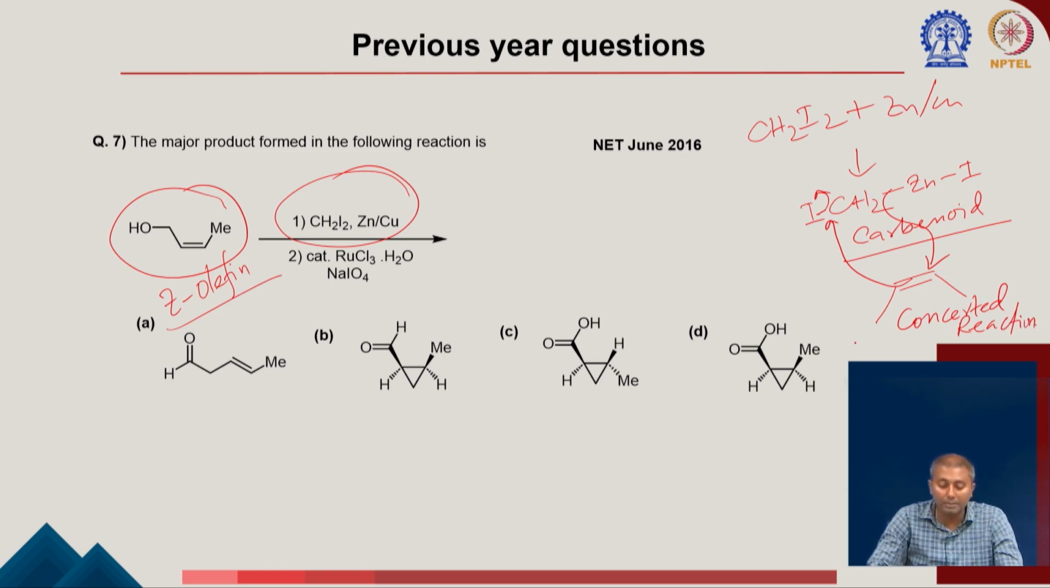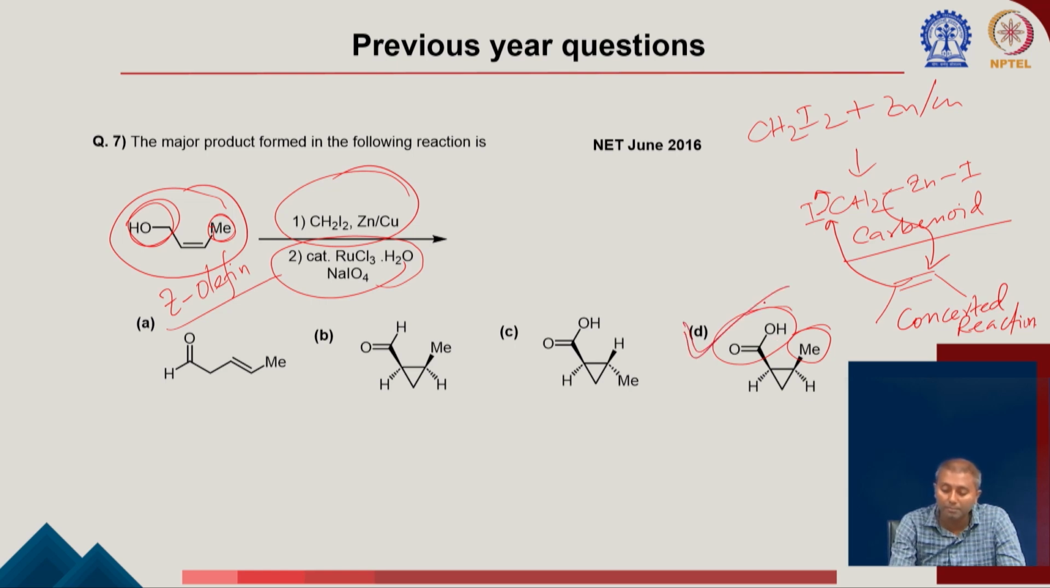And now if you look at the stereospecific product, both of these groups, the CH2OH and the methyl, will be on the same side. Let's see the next part. After that, they have given ruthenium trichloride with sodium periodate. If you remember, this is a very good oxidizing agent which can convert the alcohol all the way to the corresponding acid. So now we are looking not at the alcohol but at the corresponding acid. Options C and D have the acid, but in option D the acid and the methyl are on the same side. So this will be the correct option.